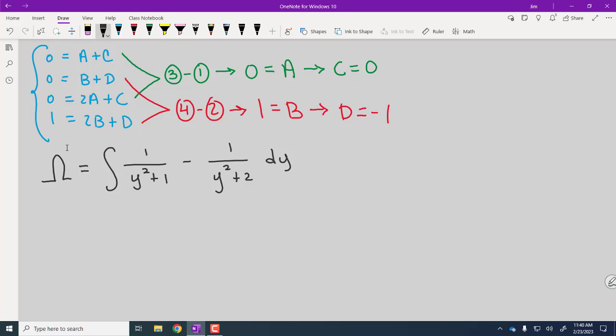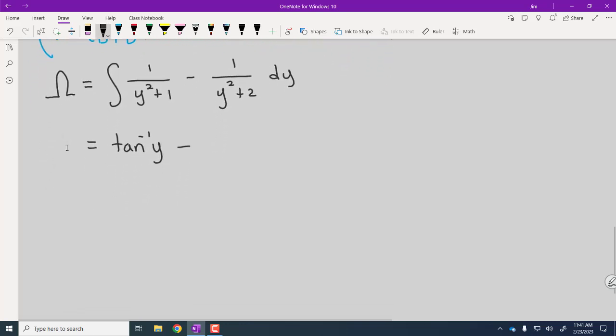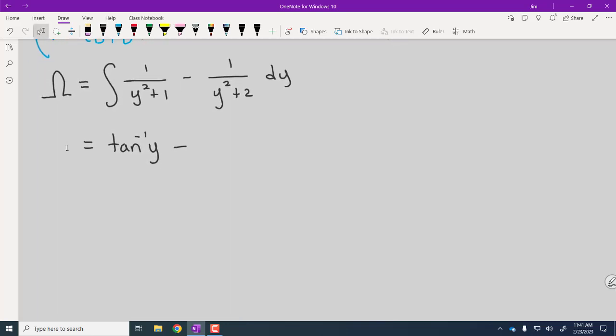First integral, yeah, that's an arctan right out of the gate. So that'll be arctangent of y right out of the gate. The second one is also an arctan, but we're going to have to be a little bit algebraic or arithmetic. So we want it to be a +1 for it to be in that arctan form. So we're going to factor out a 2 in the denominator. So I'm factoring out 2 in the denominator. So we're left with that.